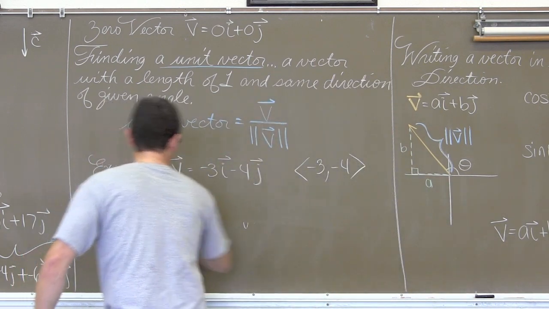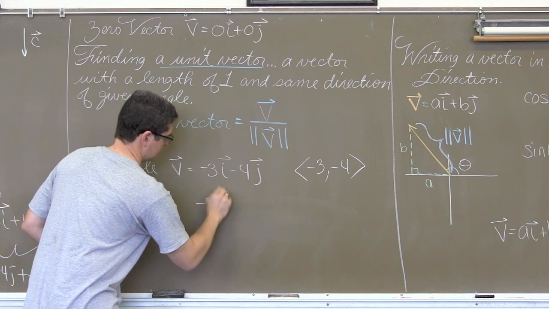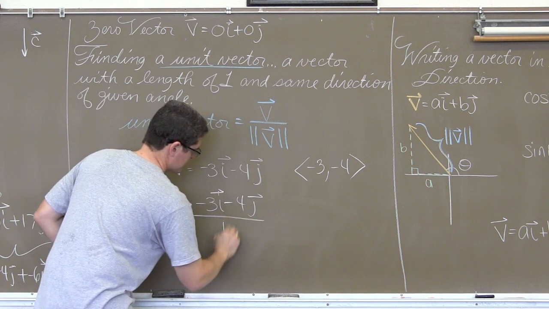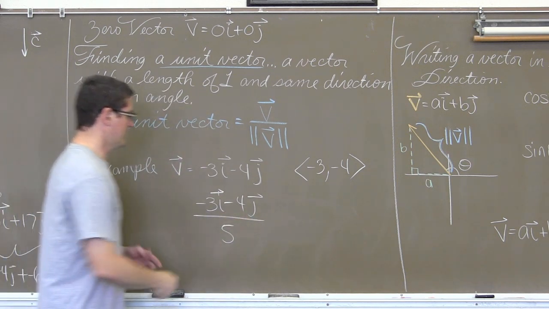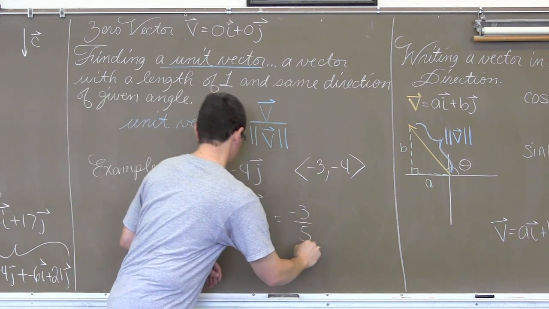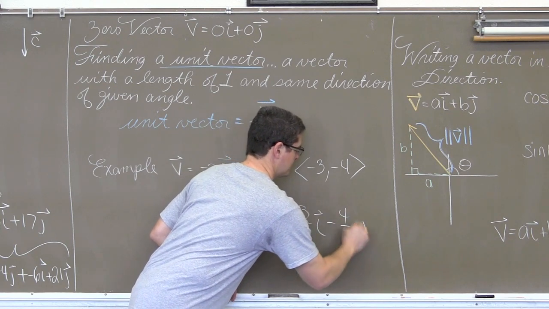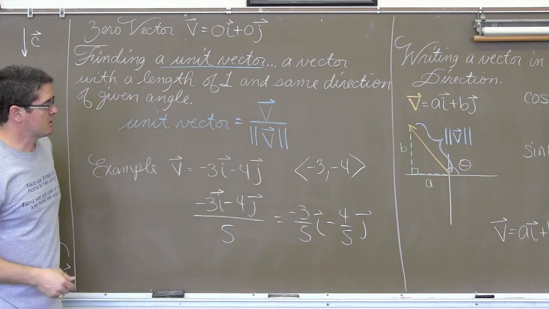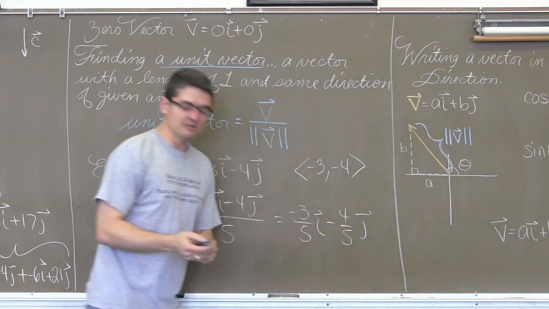So what we're going to do is take this vector and divide it by the magnitude that I just found, which was 5, and write my final answer as negative 3/5 i minus 4/5 j. Or you might see the same type of notation in the shorthand form without the i's and j's. One last example.